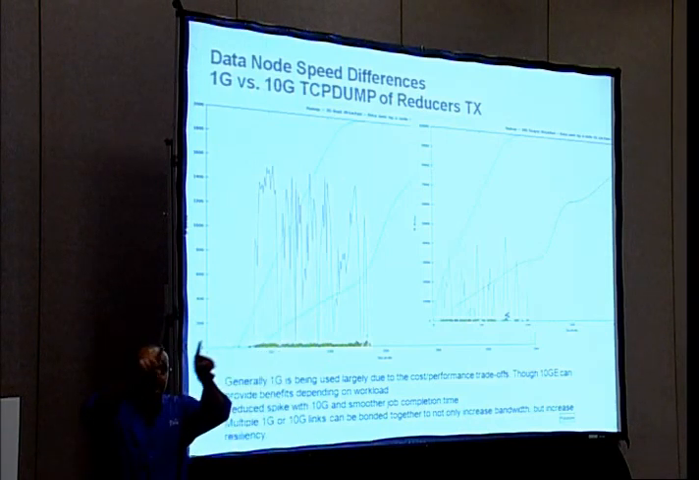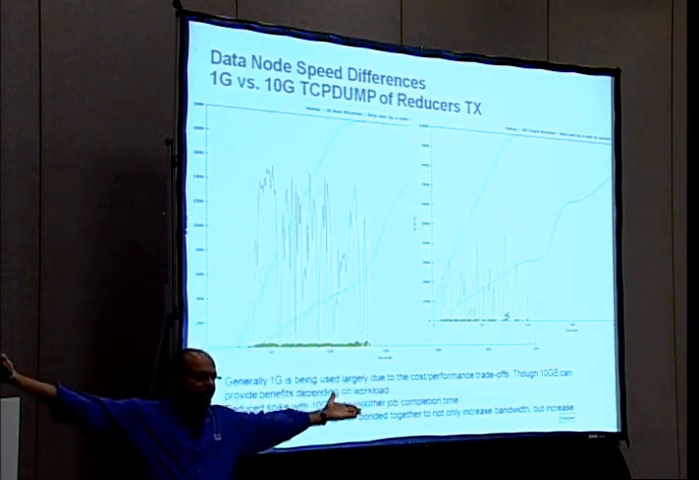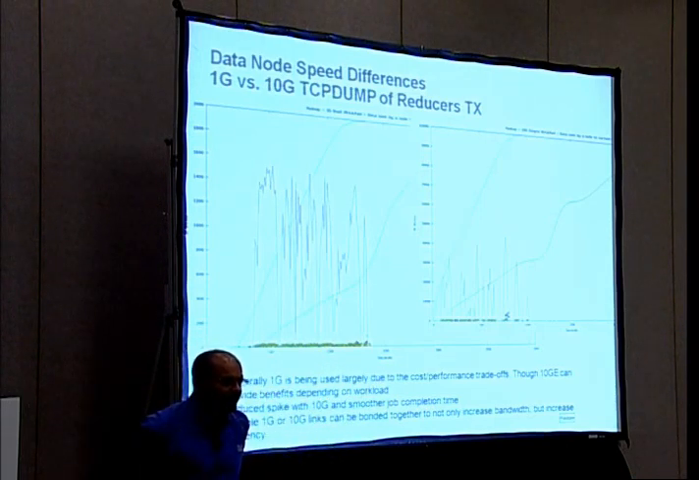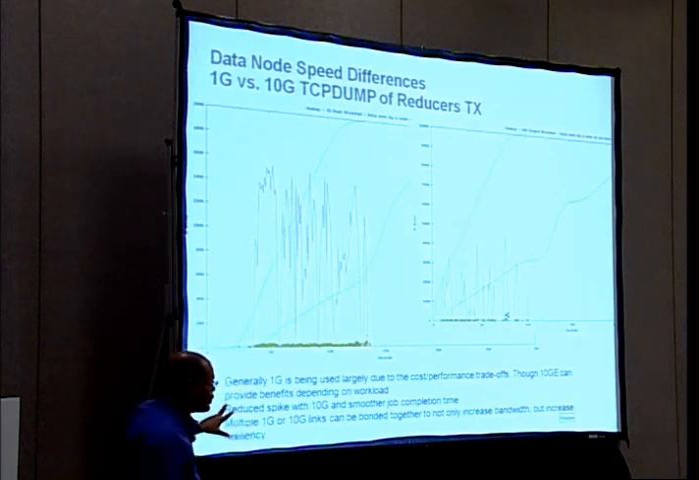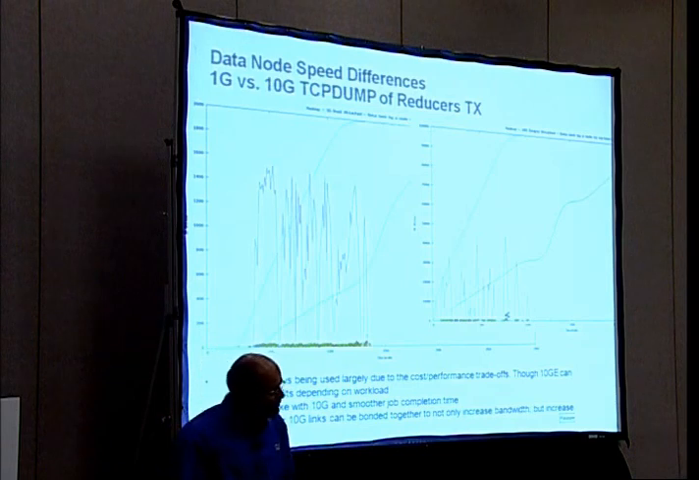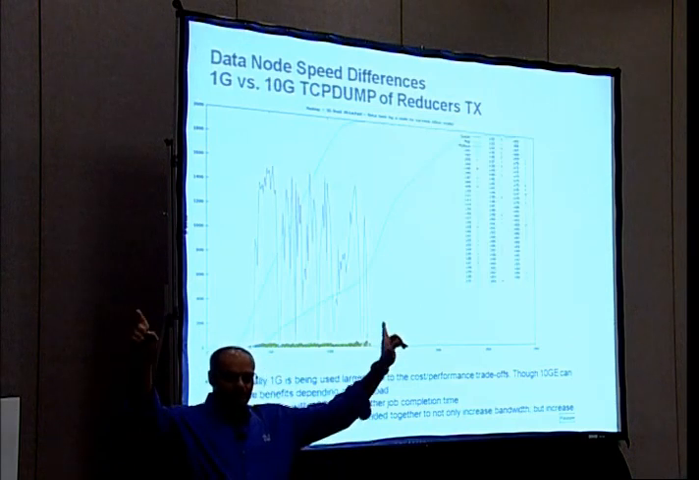Now, translate that back to a 10 gig. In a 10 gig, the void between the mappers finishing and the reducer pulling is wider. Why? Because you have a wider pipe available. You're sending the data immediately. Reducer says, I can consume it. Mapper says, I'm not finished yet. So reducers wait until mappers can finish the job, right?